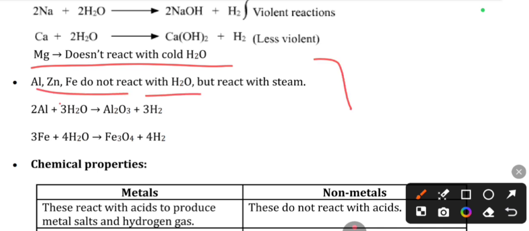It is a very important question according to the CBSE board. They ask many times which metal will react with hot water, which metal will react with cold water. Sodium and potassium are very highly reactive. They can easily react with cold water. Because sodium and potassium themselves are so reactive, if you put them even in cold water, then it will be very, very reactive.